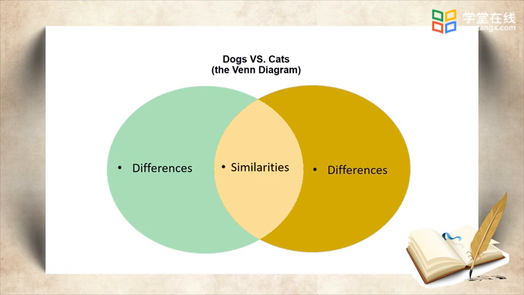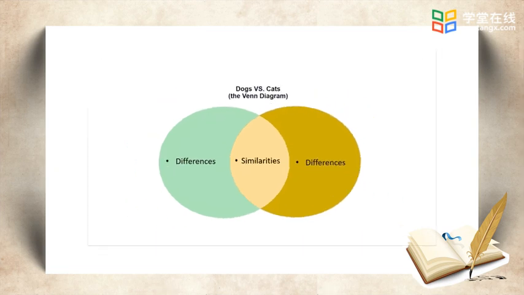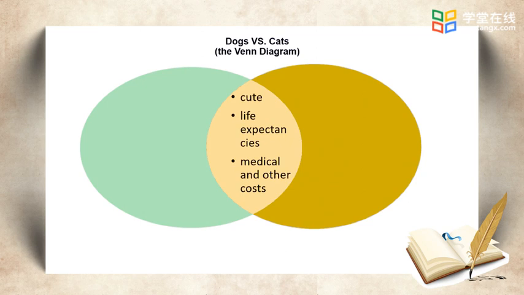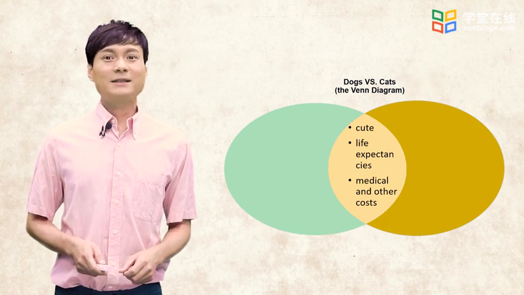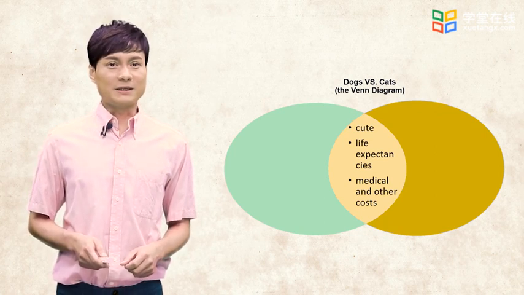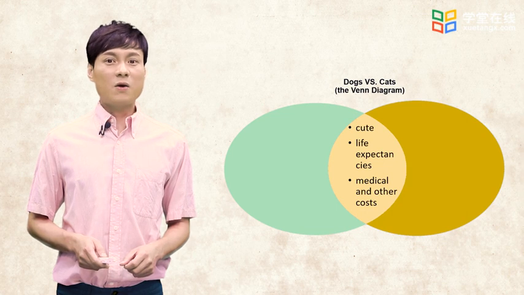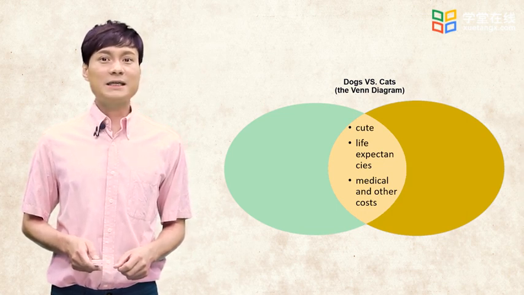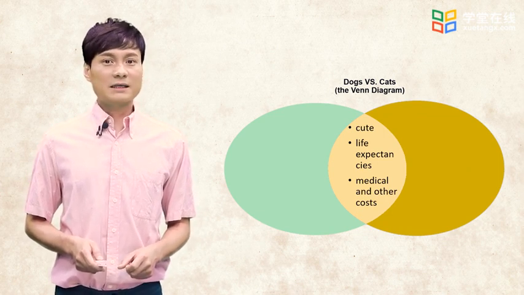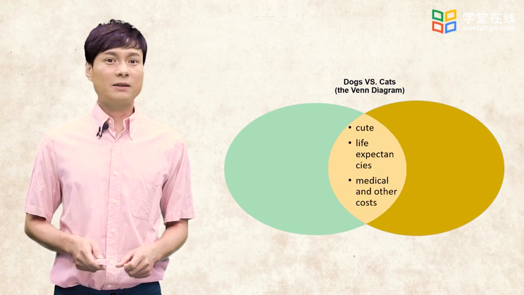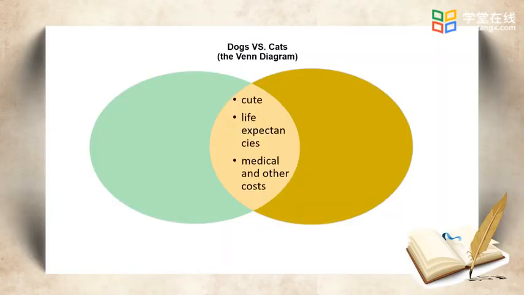Now, think about the similarities first. It's quite easy to find a few similarities, isn't it? First, both of them are cute. Second, they have similar life expectancies. In other words, dogs live as long as cats. Some of them can live up to 20 years and even 30 years. Third, owners of dogs or cats have to pay similar medical and other costs, like food.